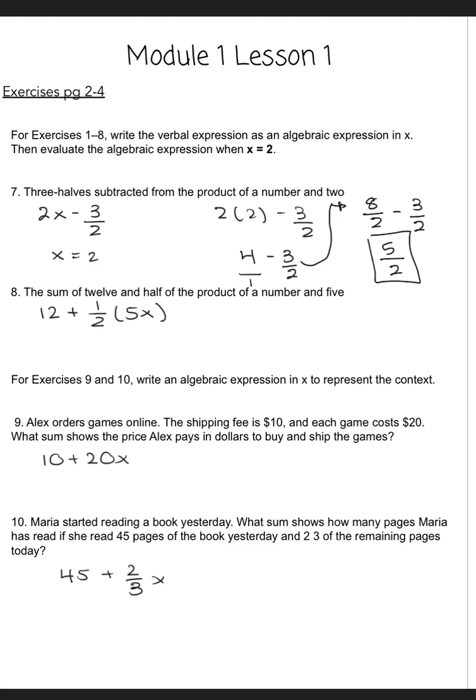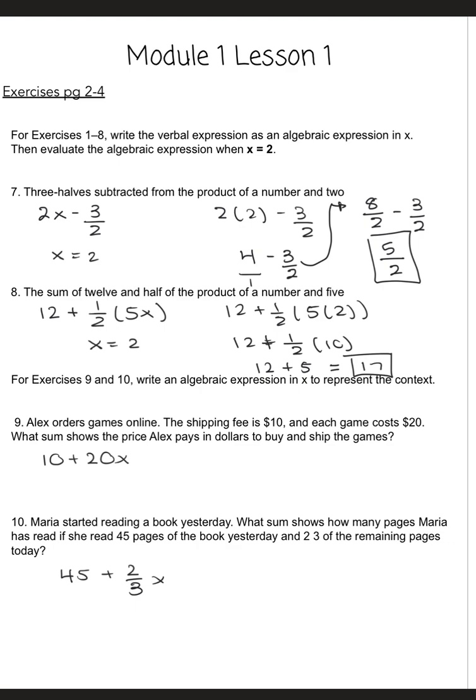And then for the last one, number 8, we have that x is equal to 2. So we have 12 plus 1/2 times 5 times 2. So we're going to do 5 times 2, which is going to give us 10. So we have 1/2 times 10. Half of 10 is 5. So we have 12 plus 5, which is going to give us 17.